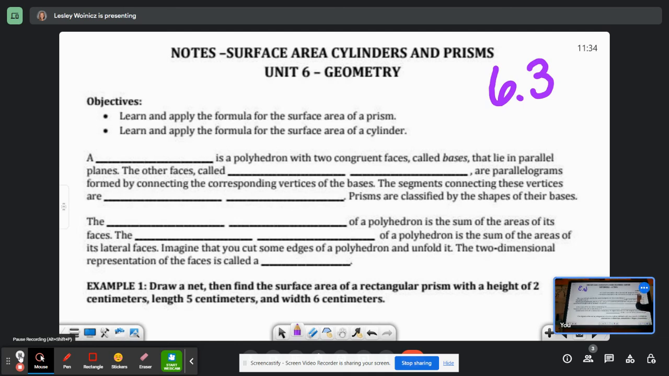So a prism is a polyhedron with two congruent faces called bases that lie in parallel planes. So we have congruent parallel bases for a prism. And the other faces are called lateral faces. This is the one that I couldn't figure out what it was and had to look up. But now it's like, oh, how did I miss that?